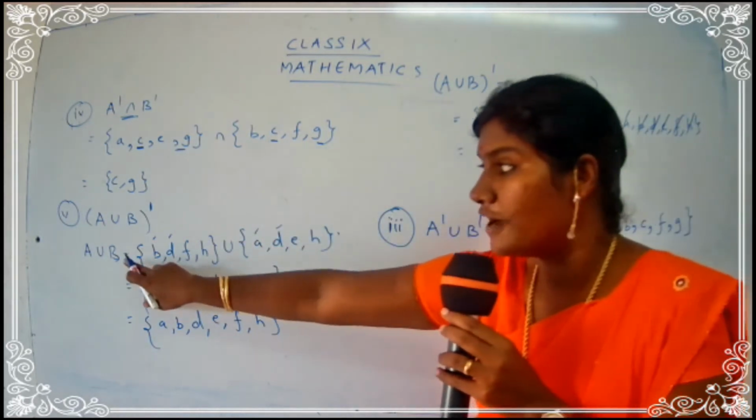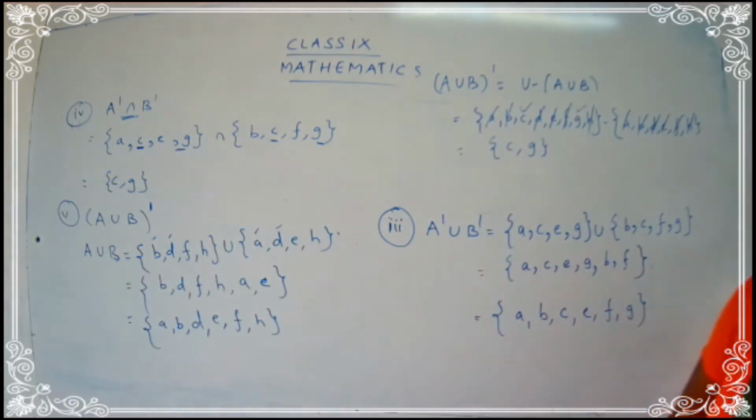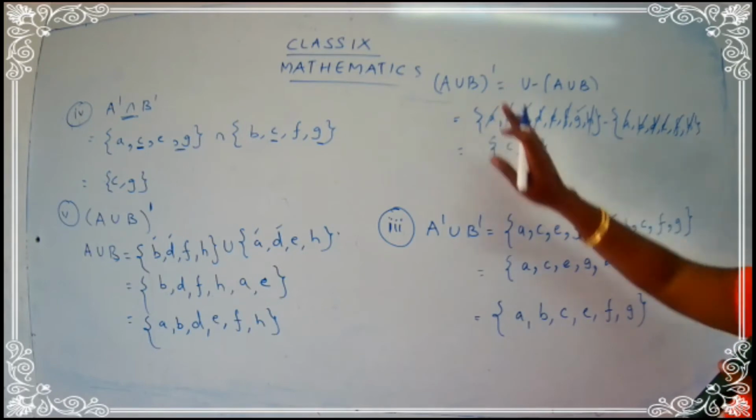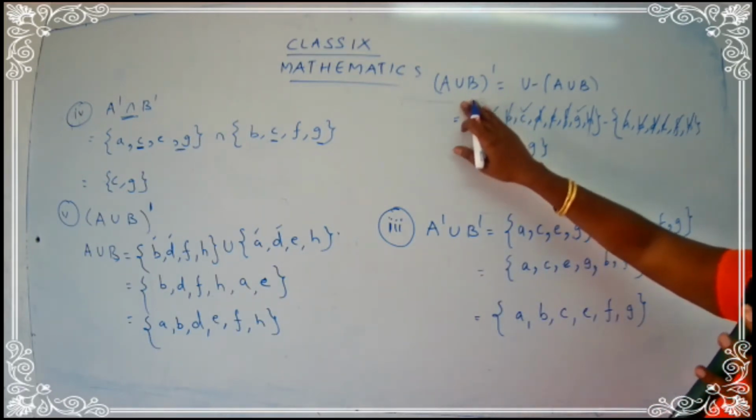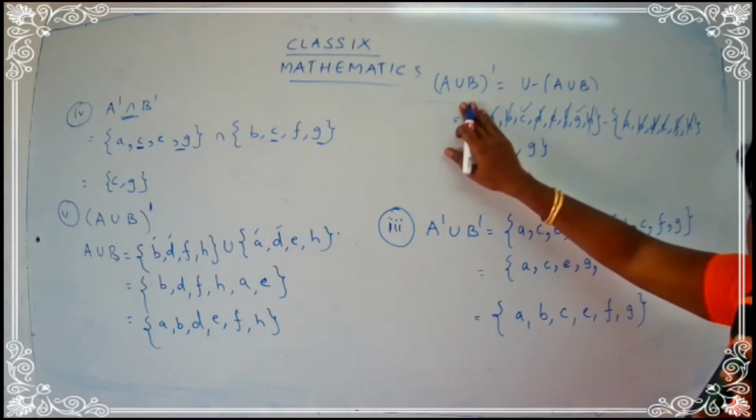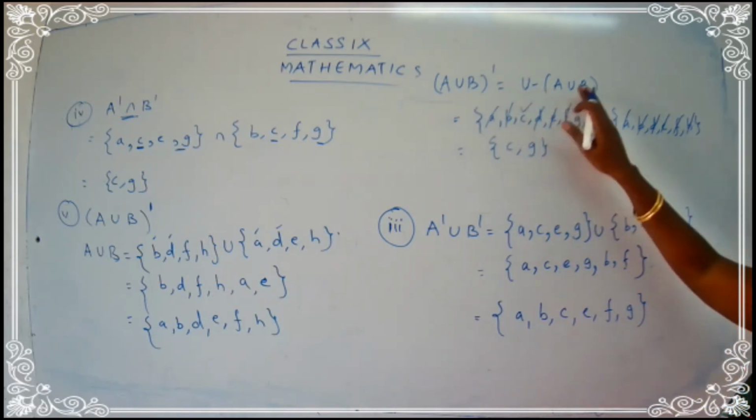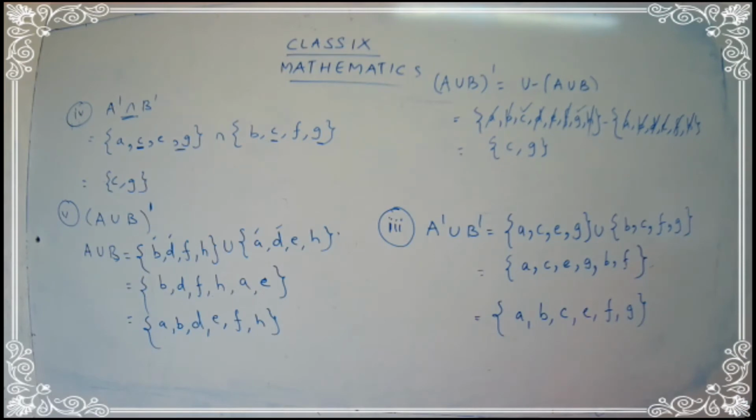First of all, find A union B, and after finding A union B, you have to find out A union B dash, or A union B complement. What is the formula for finding A union B complement? U minus A union B. Clear? Okay.